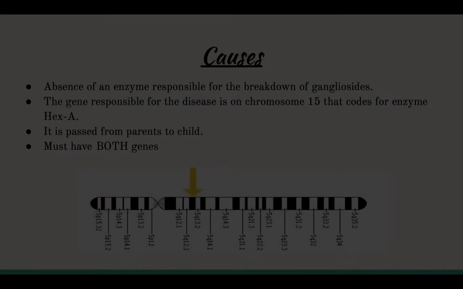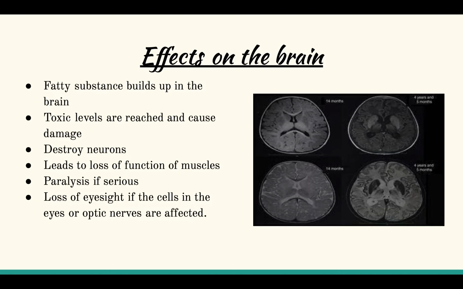Okay. So effects on the brain. The real problem is that the gangliosides are not being broken down, and that causes a buildup, leading to toxic levels in the brain since they are not being broken down. This ultimately affects the function of the neurons in the brain and spinal cord and leads to the loss of muscle control, weakening of muscles, paralysis if very severe, blindness, and then ultimately death.